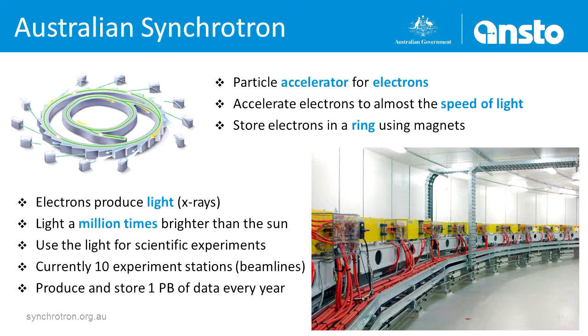When we do that, we produce light. This is actually what we're interested in. We're not interested so much in the electrons; we just use them to produce the light. We produce light which is 1,000,000 times brighter than the sun, and then we use that light to perform scientific experiments. Currently, we've got 10 experimental stations, which we call beamlines. Those gray boxes in the picture depict those beamlines. At the moment, we're producing and storing about 1 petabyte of data every year. So that's what we're dealing with.